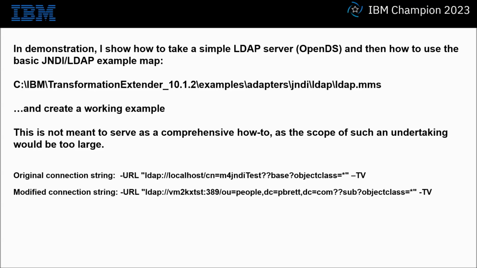In this practical demonstration, I show how to take a simple LDAP server, I'm using OpenDS in this case, and then how to use the basic JNDI/LDAP example map, which you can find at the path on screen, and create a working example. This is not meant to serve as a comprehensive how-to guide, as the scope of such an undertaking would be too large. The original connection string of the example map is shown on screen, as well as the modified connection string that I eventually end up using.